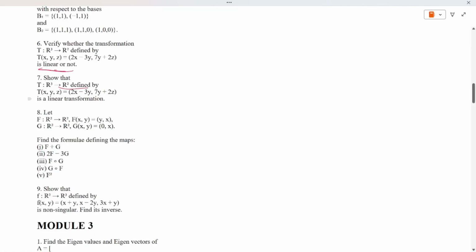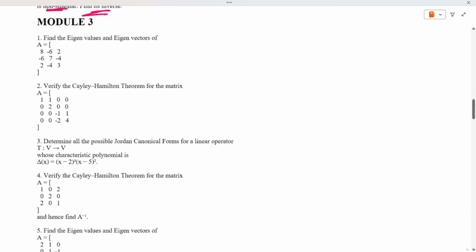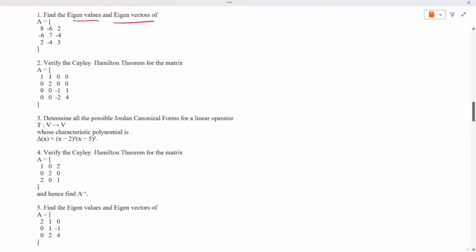Next, when they have given a transformation, you have to say whether it is a linear transformation or not. And they have given this, find the formula, and you have the formulas. And next you have to show whether it is non-singular, and if it is non-singular you have to find the inverse of that. Okay, next, module 3 is about eigenvalues and eigenvectors.